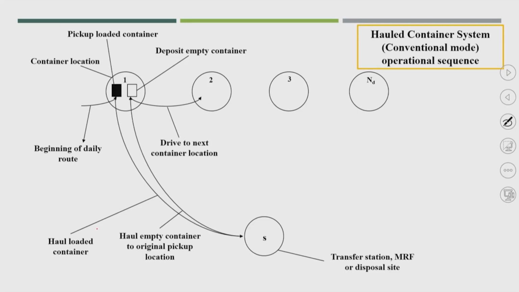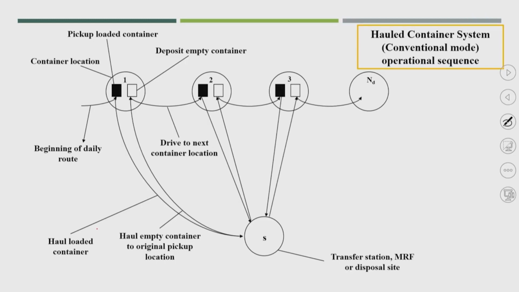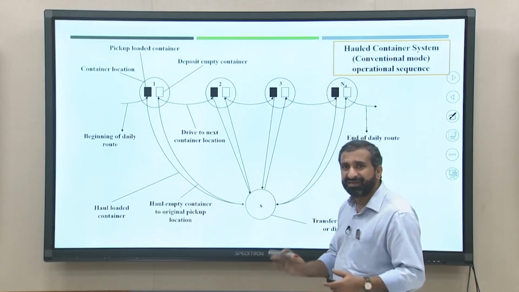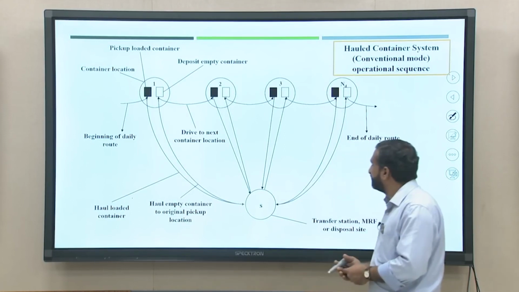Now, the vehicle does not have an empty container. So, it will take one full container, transport it to the disposal site or treatment facility, and come back to redeposit the empty container. Similarly, it will go to the next locations, and similarly to the nth location, and finally it will end its daily route. Normally, the total time available is 8 hours in a day.